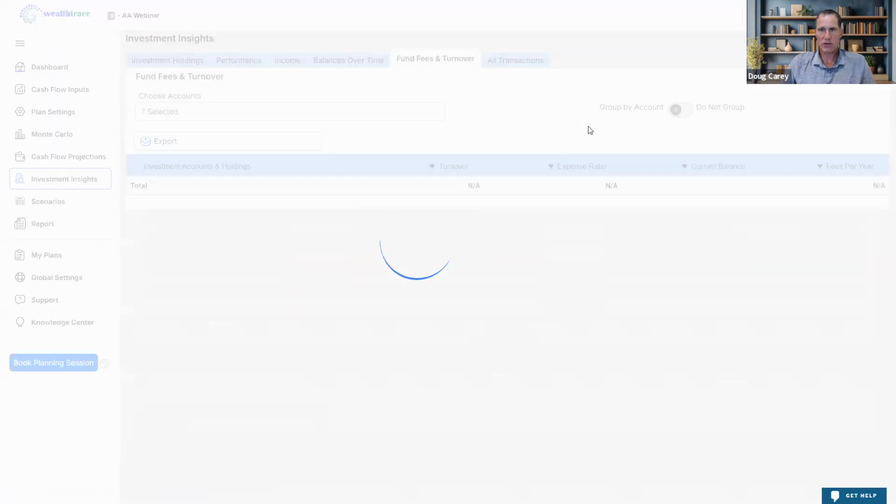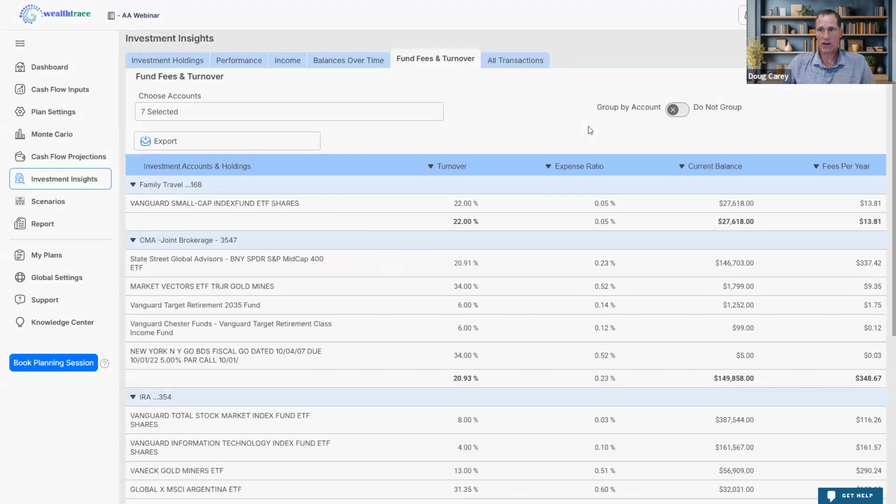And lastly, you can view the fees you pay on all of your funds, and you can sort by the expense ratio. You can sort by the dollars per year you pay in fees for certain funds.